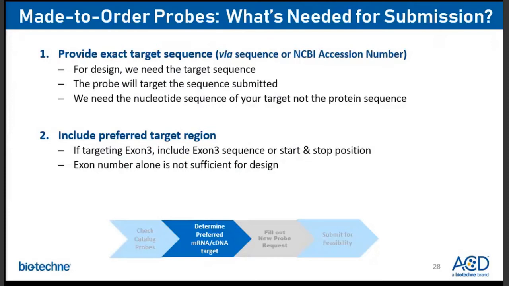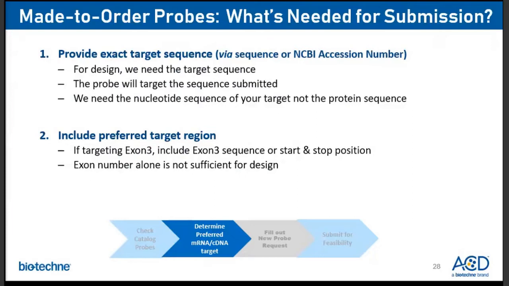So if you're interested in targeting a particular region or sequence, you provide us with the sequence of your interest, and we target that sequence to make our antisense probes. We need the nucleotide sequence of your target, not the protein sequence, just as a note. Oftentimes, a lot of our customers are familiar with IHC, and they turn in the protein sequence, but we can't use the protein sequence. We actually need the nucleotide sequence of your interest.